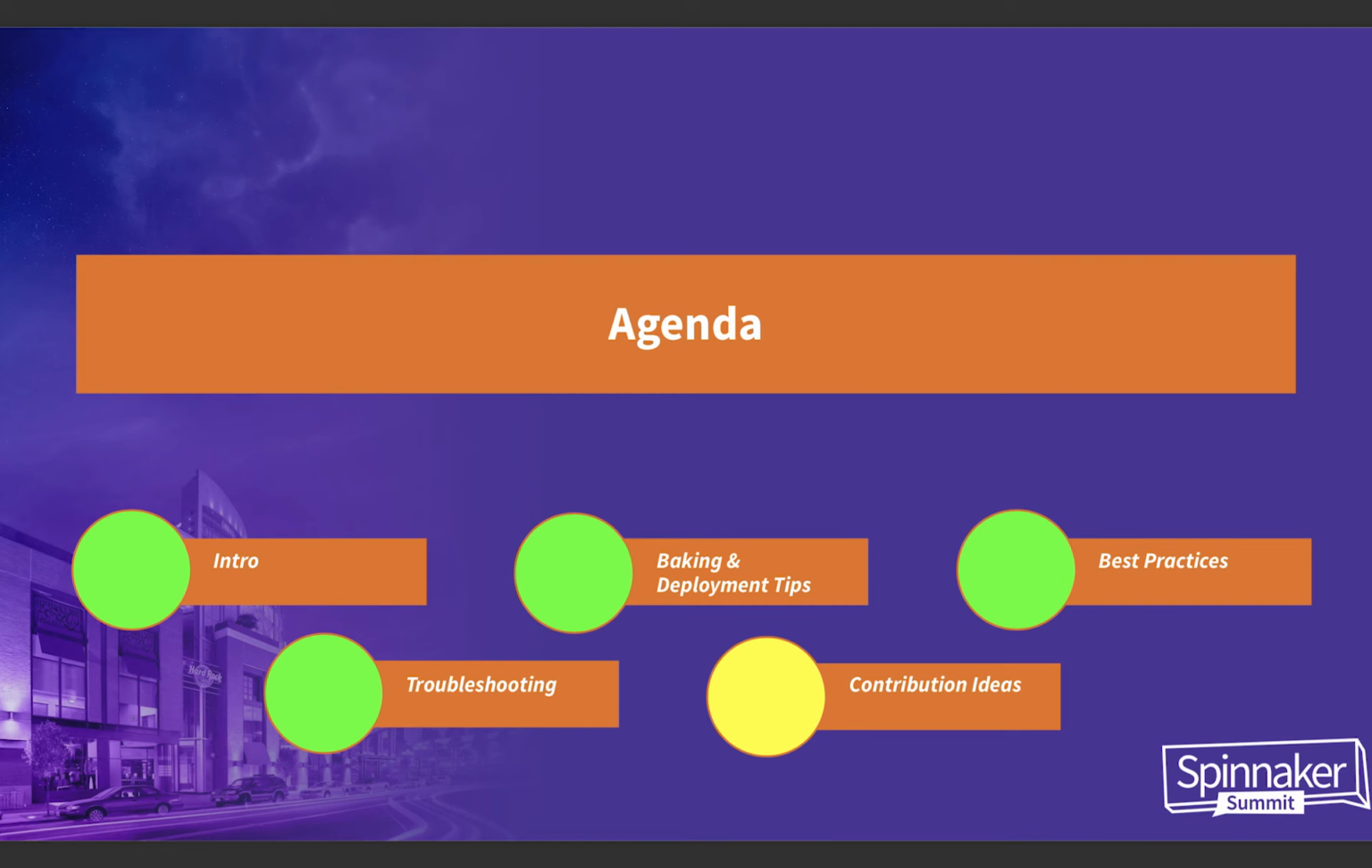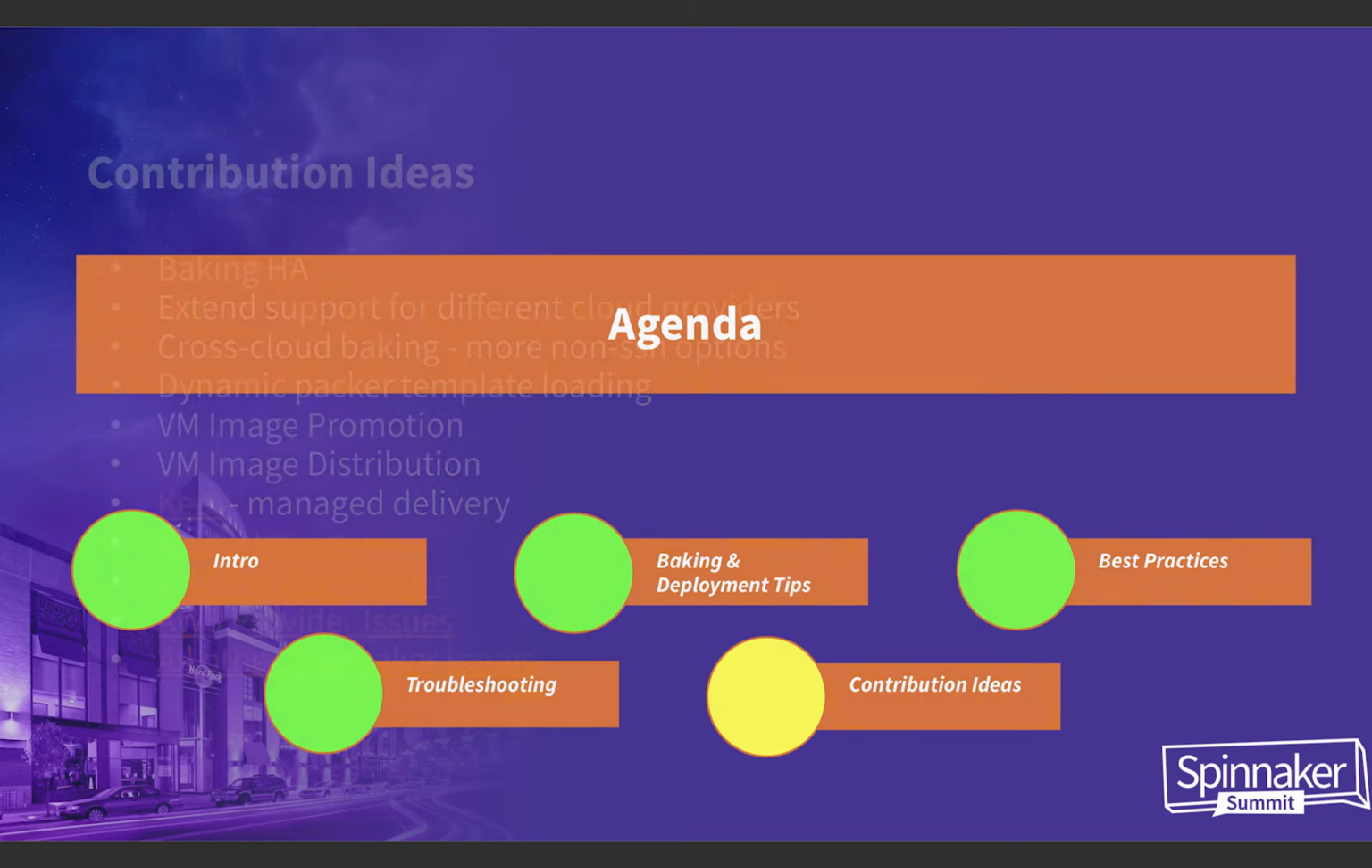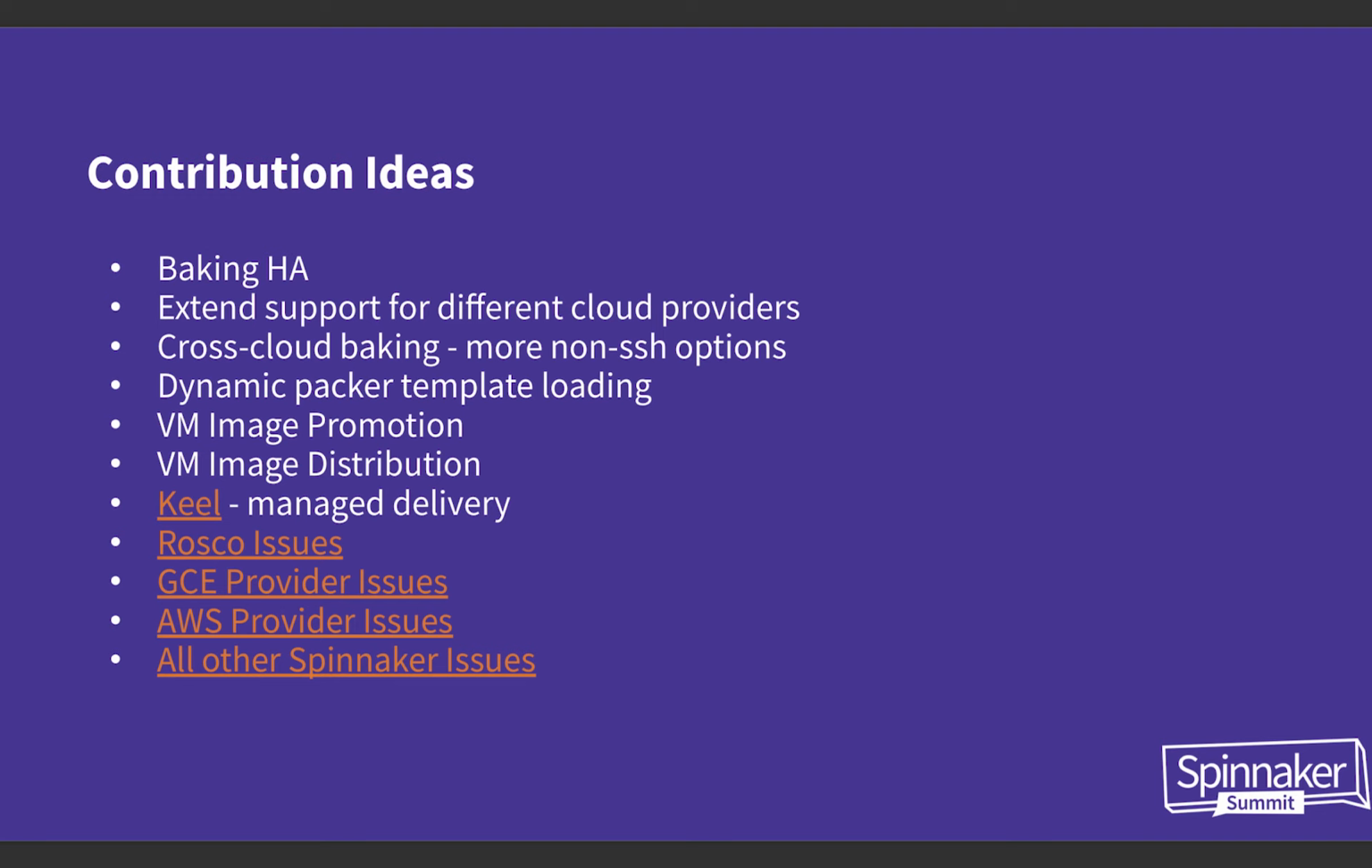All right. So last but not least, for contribution ideas on how to make VM image baking and deployment better in Spinnaker, I have a few suggestions. One would be baking HA, so for Roscoe, to handle restarts of Roscoe so as not to impact currently running bakes. And then extend support for the different cloud providers. Again, we have some basic things in there, but it could be improved. For cross-cloud baking, if we could have non-SSH options, although I think this is more of a Packer contribution rather than Spinnaker, but it's still VM image baking.